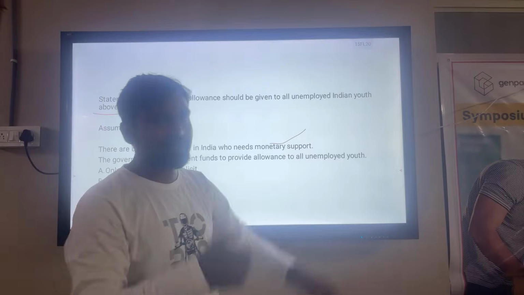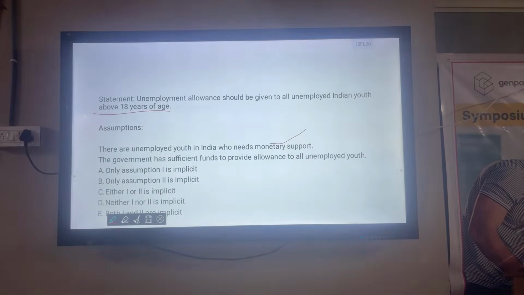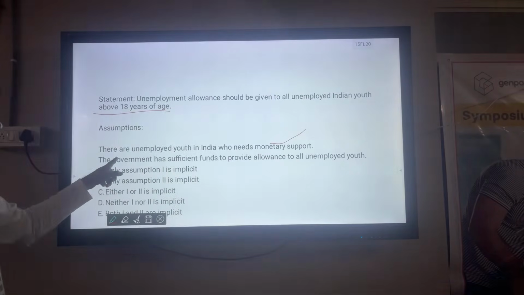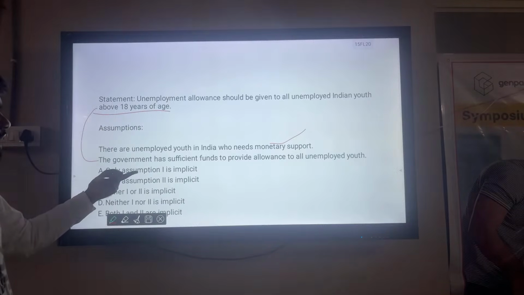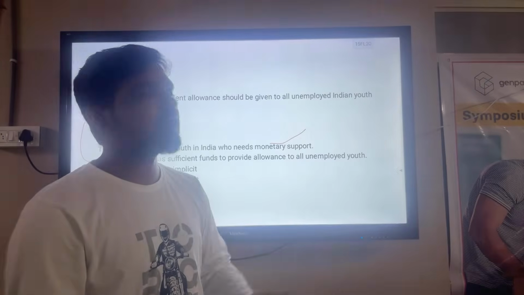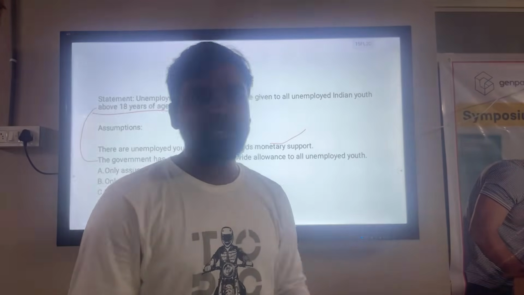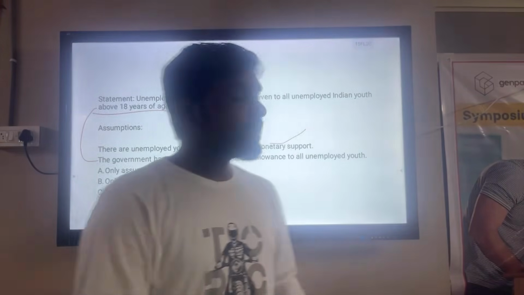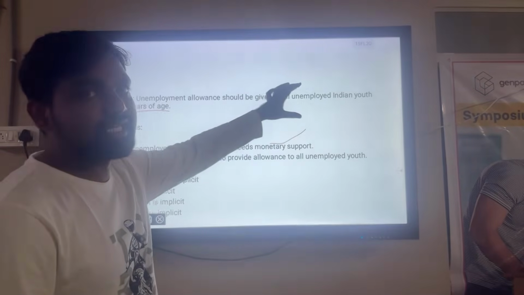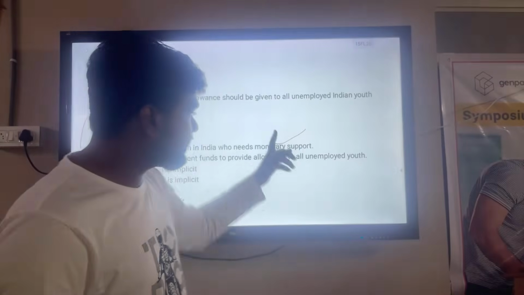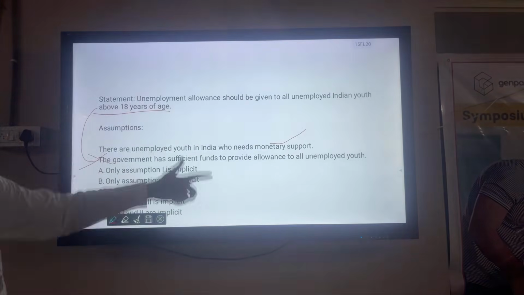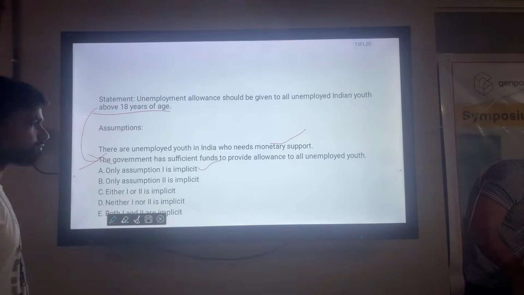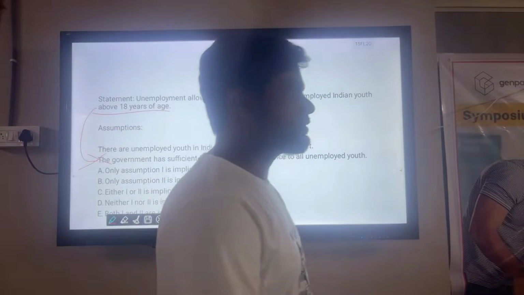First one is implied. First one is in a proper sequence. What is the second one? The government has sufficient funds to provide allowance to all unemployed youth. Was it mentioned in the statement? No. If the government has sufficient funds, they will invest on something else. There is no need to give the money to others. If the government has money, there is no need to distribute. There must be a proper reason. Unemployed youth should be given some amount because of their situation. First one is true, but second one is false. It is away from the statement. Only assumption one will be implicit.